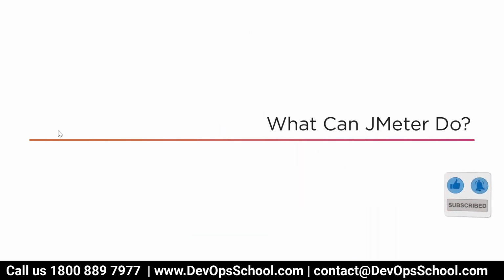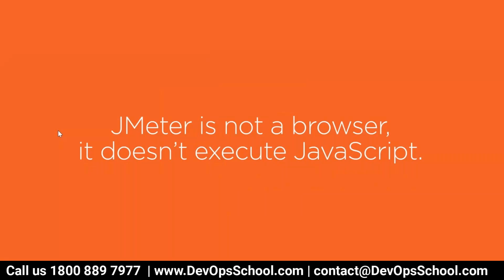Now the question is what JMeter can do in terms of performance testing. JMeter is not a browser. It does not execute JavaScript, because when I ask you to access flipkart.com, you go to the browser and access flipkart.com through the browser. That is a way of browsing, and whatever response you get, that can be recorded as well. But JMeter is not a browser. Because it's not a browser, it cannot execute JavaScript. Only in a browser can you execute JavaScript.